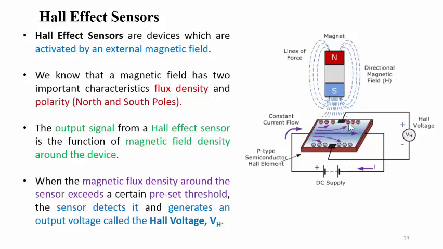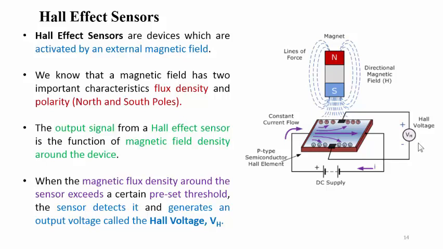So in this diagram we can see the p-type semiconductor Hall material, which is connected to the DC supply, positive and negative terminals. Suppose the current is moving from the positive terminal to the negative terminal of the battery, and the other two electrodes of this package are connected to the output, or to a voltmeter. If a magnetic flux or magnetic field comes near this package, you will get a change in the output voltage.